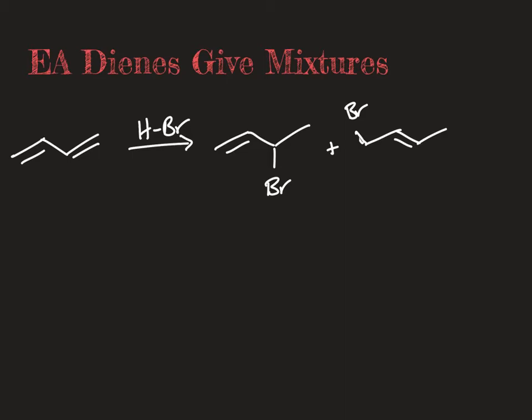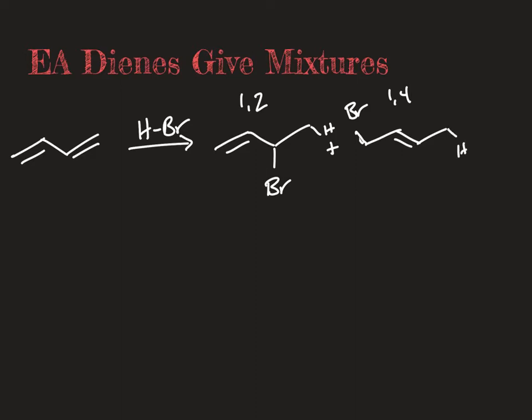So what we actually have here, and just some terminology, this first product is called a 1,2 product, and the second is called a 1,4. And the reason for that is we're not just adding the bromine, we're also adding the hydrogen. So in this first structure, the hydrogen would have added here to the end. And in the second structure, that hydrogen also added to the end.